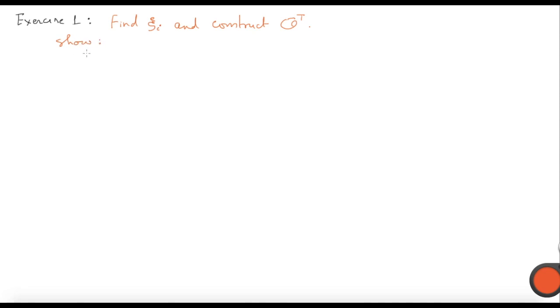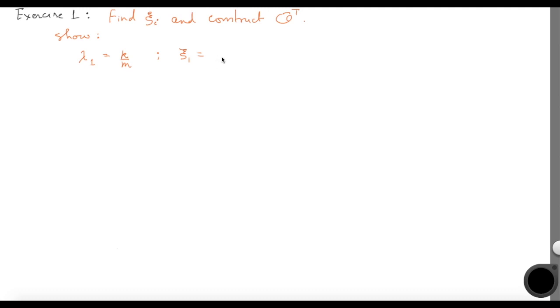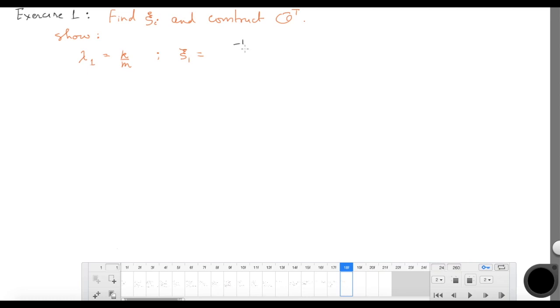You should show that for lambda 1 equals k by m, for this eigenvalue, the corresponding eigenvector xi 1 is minus 1, 0, 1. And as I said, we should normalize it, which means I should divide it by a constant C1, where C1 will be just the square root of xi1 squared. If you do so, then the vector xi1 will be normalized.